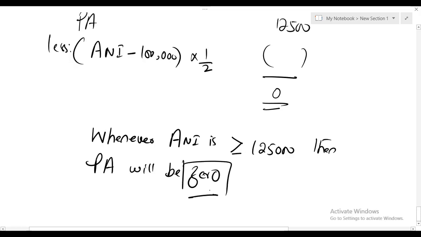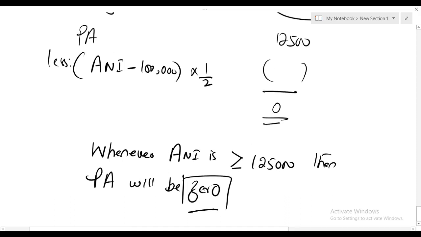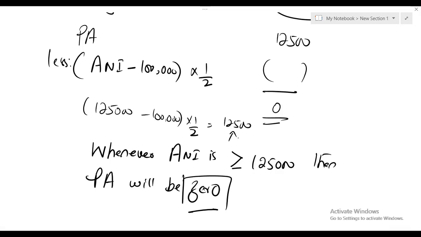Whenever your adjusted net income is equal to or greater than 1,25,000, your personal allowance will be 0. Because if adjusted net income is 125, if I deduct 1 lakh from this, 1 upon 2, this is going to result in 12,500. Obviously, if I deduct 12,500 from personal allowance, I will get answer 0. So whenever you come across a question where your adjusted net income is either 1,25,000 or more than that, obviously your personal allowance will be 0. Okay.